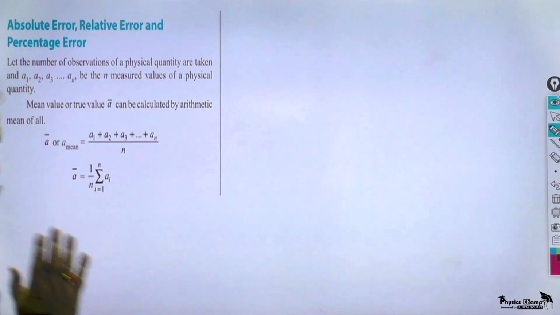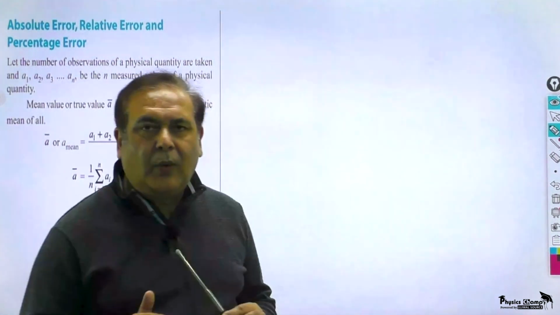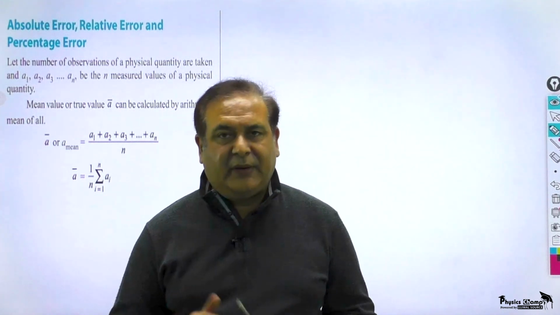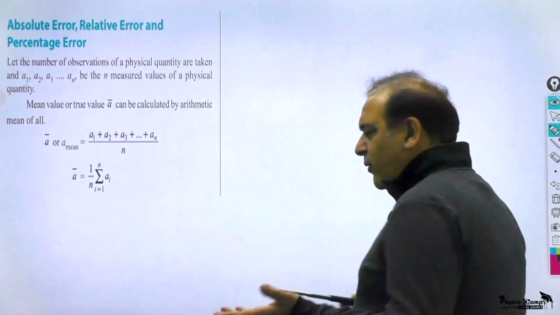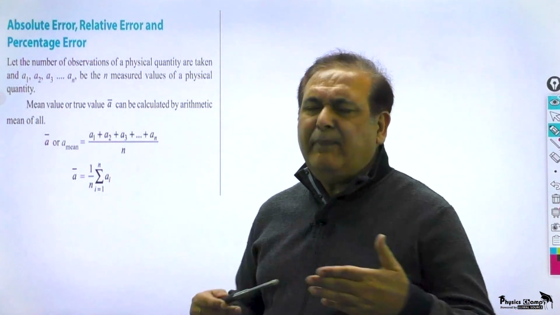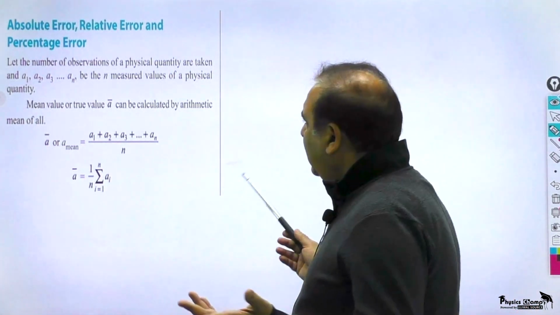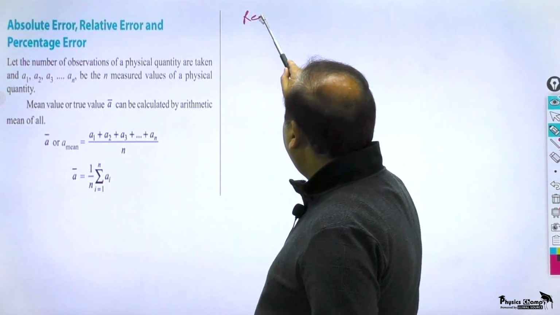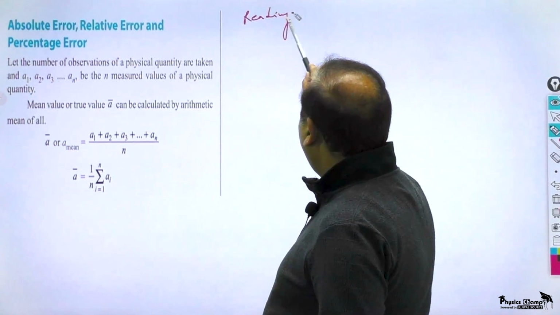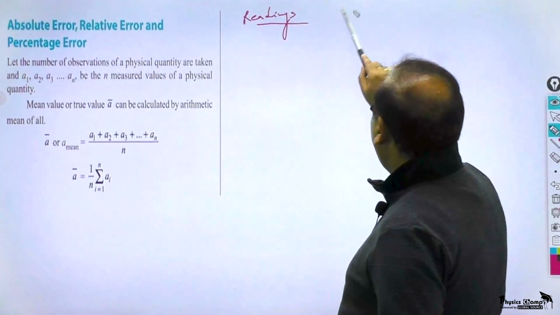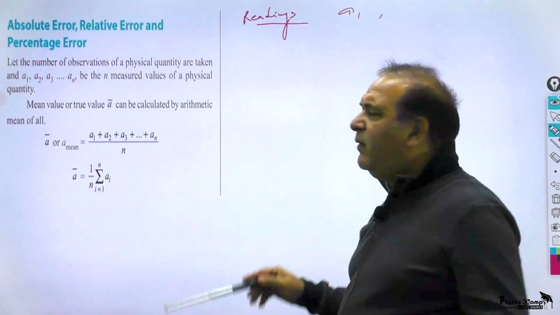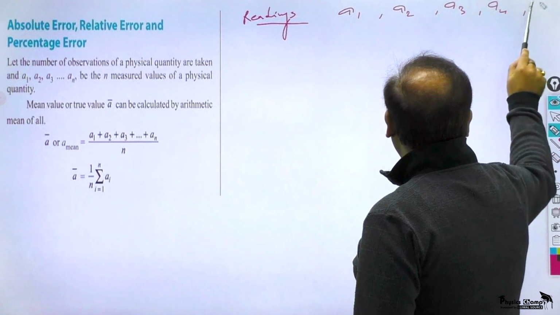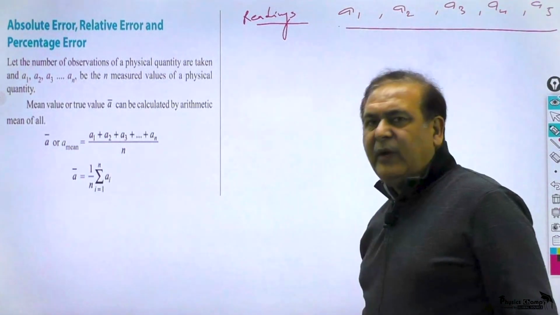Now once we know the types of errors, let's see how the errors are calculated, how the mean value is calculated. We have already learned that we take many readings. So say there is a physical quantity A and its readings in the measurement are A1, A2, A3, A4, A5. Say we have taken 5 readings.